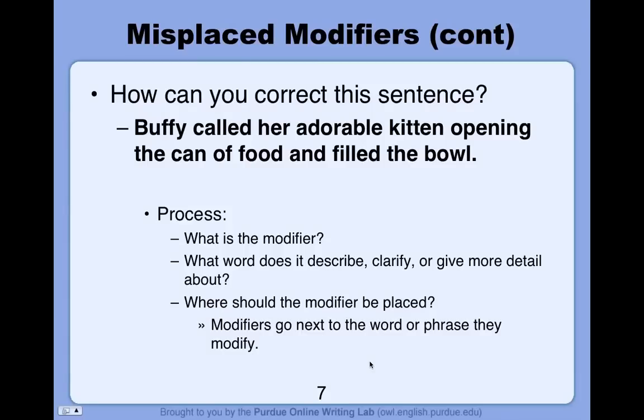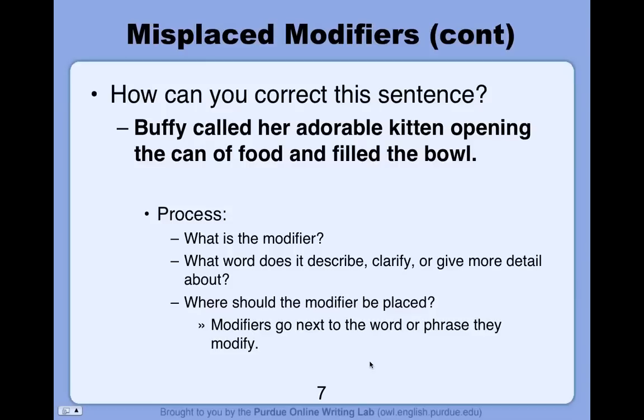How can you correct this sentence? Buffy called her adorable kitten, opening the can of food and filled the bowl. First of all, here's a simple process to go through. What is a modifier? What is that phrase or word that gives more information about the subject or the main noun in that sentence? What word does it describe, clarify, or give more detail about?